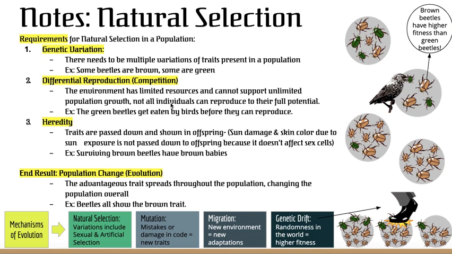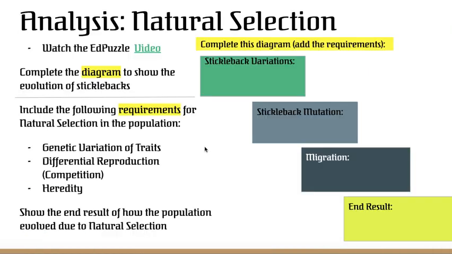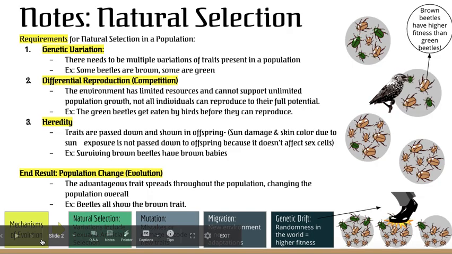In other words, if you have a certain trait, you're going to survive better than one of the other ones. For example, the green beetles get eaten by the birds before they can reproduce. And then there has to be some sort of heredity where the traits are able to be passed down and shown in the offspring. So things like skin color changes and sun damage due to sun exposure are not traits you can pass down. Then, once you're done, let's look at mechanisms of evolution.